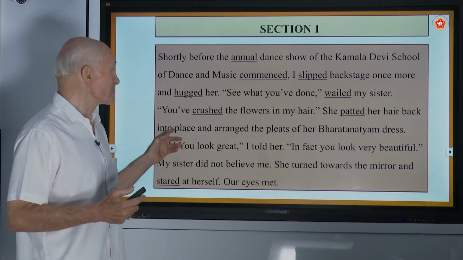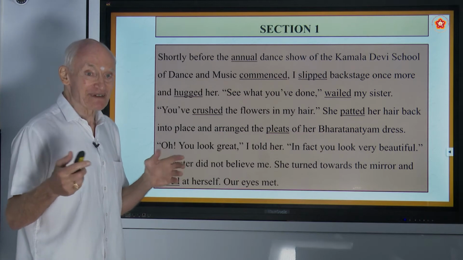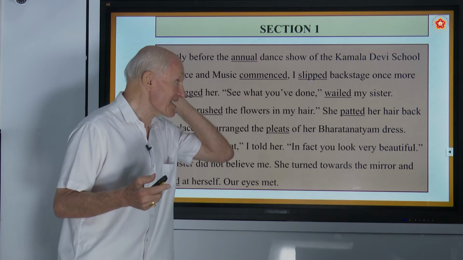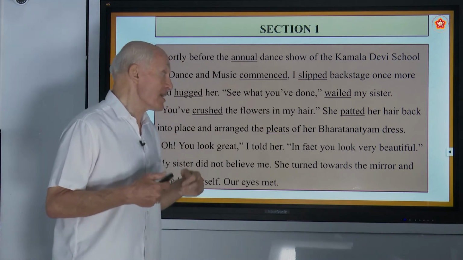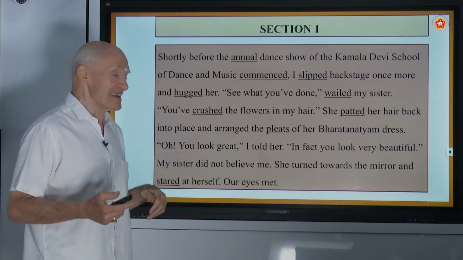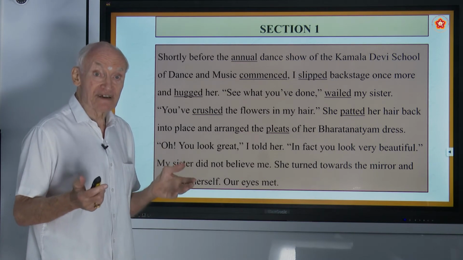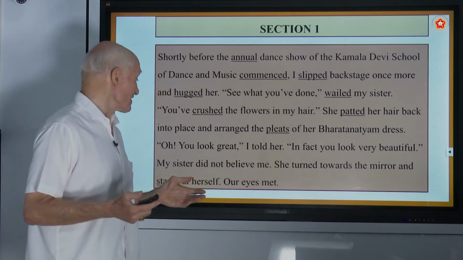And then the older sister said, "See what you've done," wailed my sister. "You've crushed the flowers in my hair." You know how sisters are. There's always a little bit of friction sometimes. She patted her hair back into place and arranged the pleats of her Bharatanatyam dress. "Oh, you look great," I told her. Simi's just trying to make her sister feel really good about this presentation. "In fact, you look very beautiful."